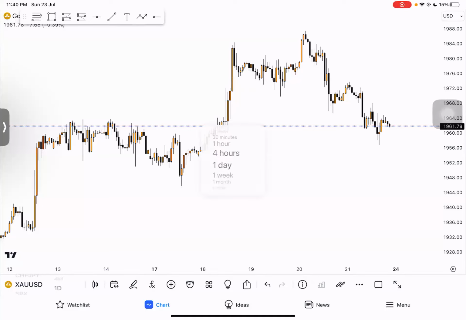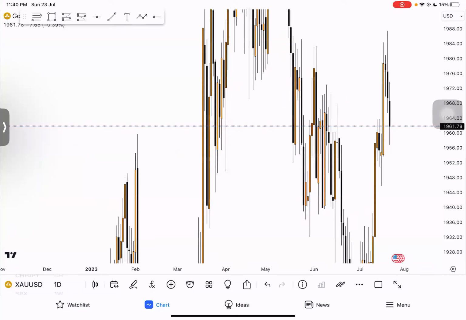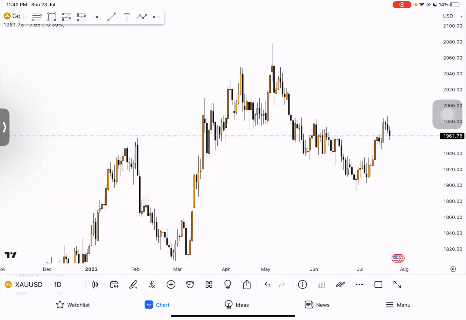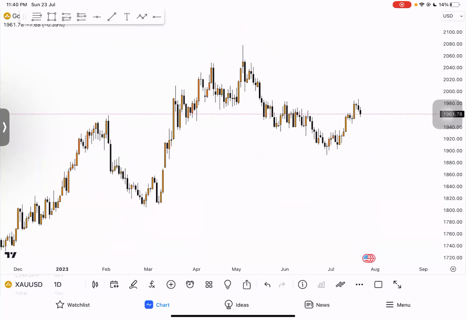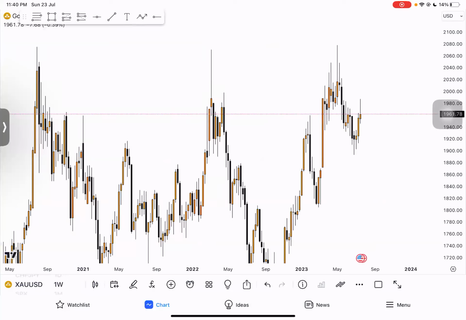If you don't have any questions already, we go to the gold analysis, starting from weekly. If everyone is okay, then comment yes, guys.